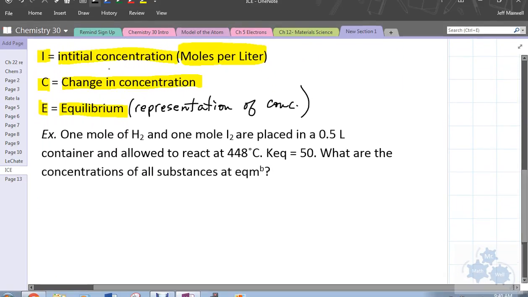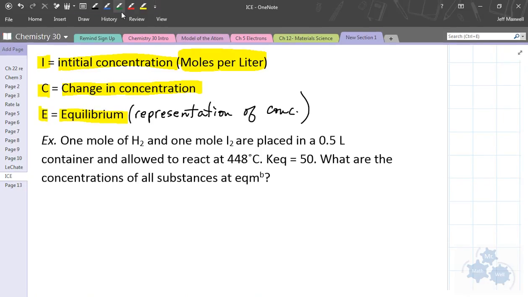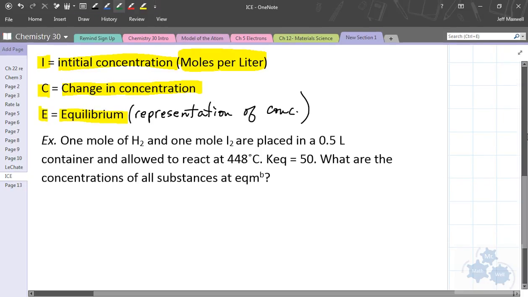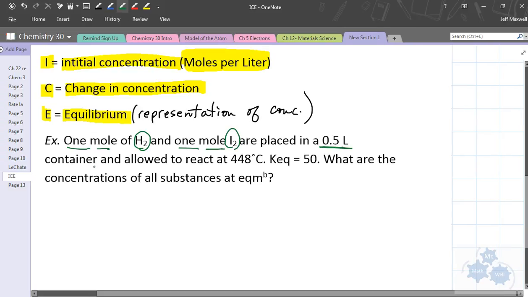Okay, so I'll leave that ICE up there, and let's work on this example. So this is what you're going to see. 1 mole of H2 and 1 mole of I2 are placed in a 0.5 liter container. So we have 2 reactants initially that are placed in a container. And they are going to be allowed to react at a certain temperature.